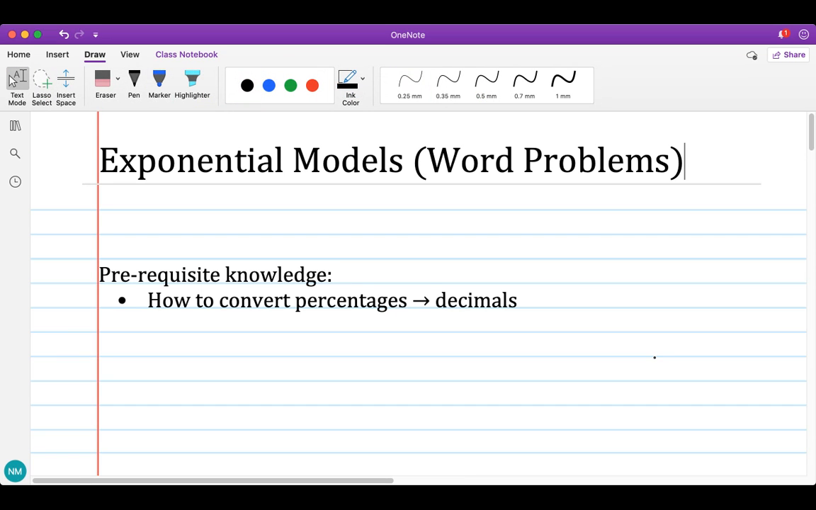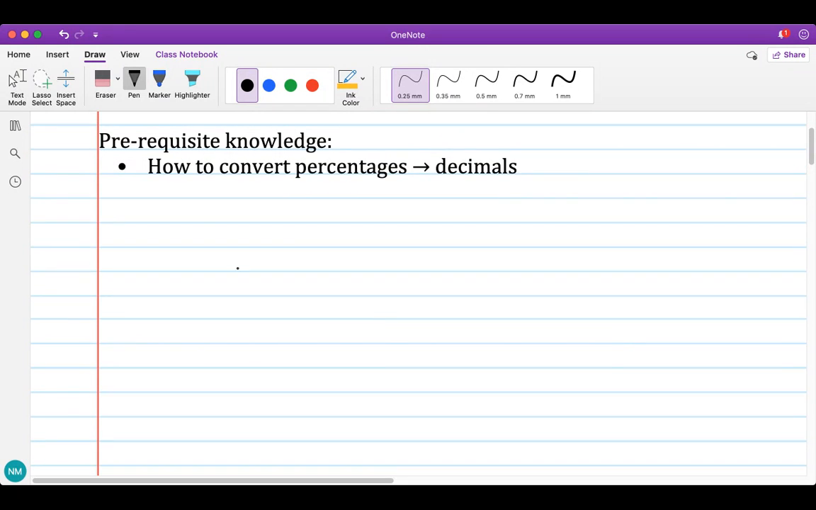Okay, so in this video, we're going to talk about exponential models, which is just a fancy way of saying word problems. So nothing super crazy, but we're going to realize how these are applicable. Before we do that, we're going to talk about prerequisite knowledge: how to convert percentages to decimals and decimals to percentages, which you did already. I'm just going to do a really, really quick review.